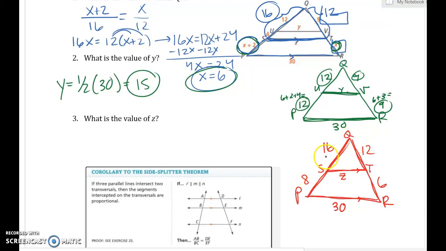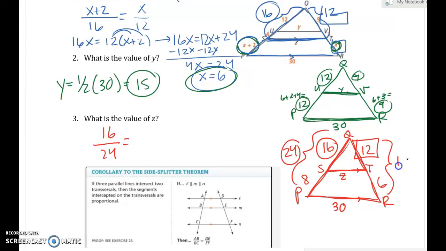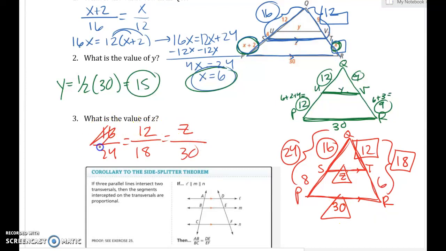So we know that basically 16 over 24 will be equal to 12 over that total of 18, which is equal to, so now what we really want to compare, we'll do triangles, I guess, Z over 30. So that's all three. Technically, we only need one of them. So we'll use 12 over 18, but we could use either.